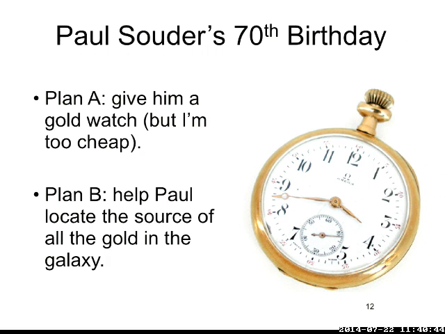I just came from a symposium in honor of Paul Souder's 70th birthday. He's a remarkable parity-violating electron scattering experimentalist who has single-handedly, or almost single-handedly, over 30 years, dramatically advanced the field of parity violation. So my original plan was to give him a gold watch, but I'm too cheap. Instead, I was hoping you guys could help me help Paul locate the source of all the gold in the galaxy.